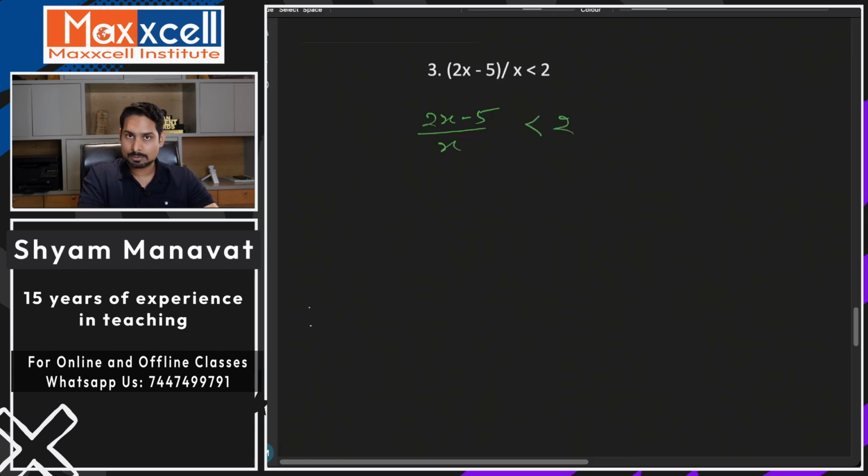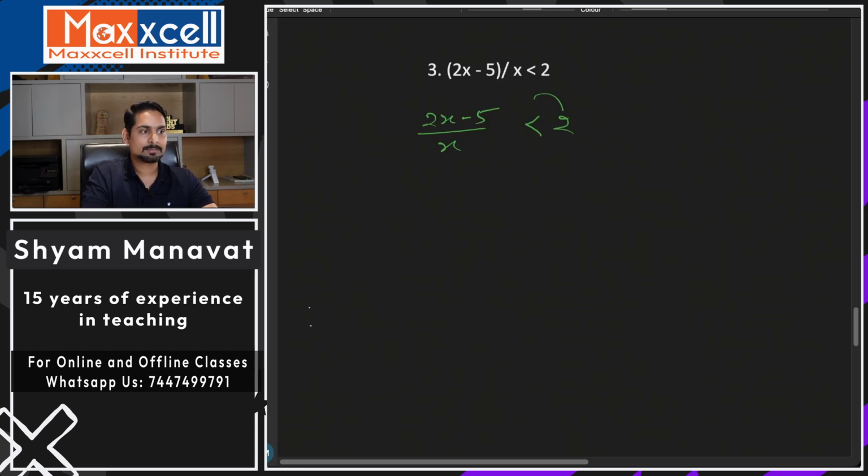So what do you see here? 2. What are you going to do? You will take it to one side of the inequality. When do we have to do this? When you've got a variable in the denominator. You see a variable in the denominator. In that case, we have to make sure the other side should be only 0, nothing else.